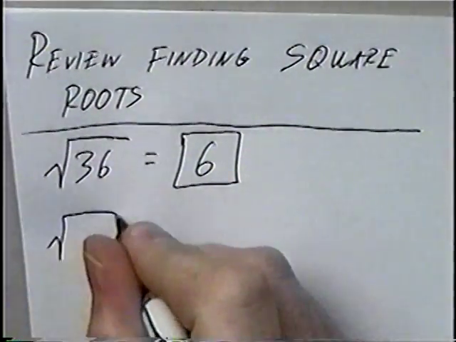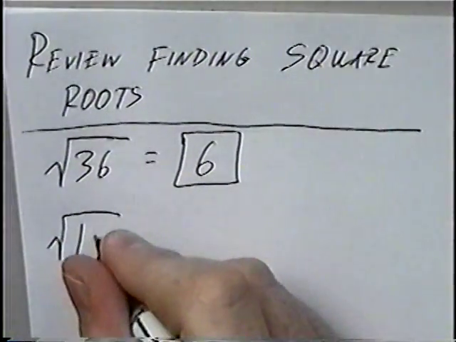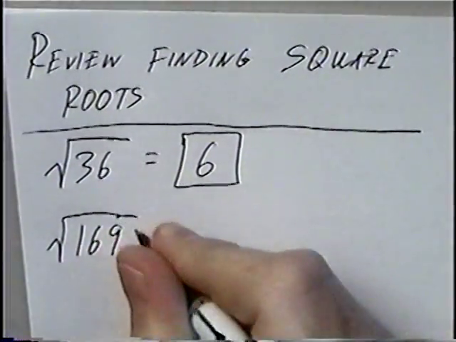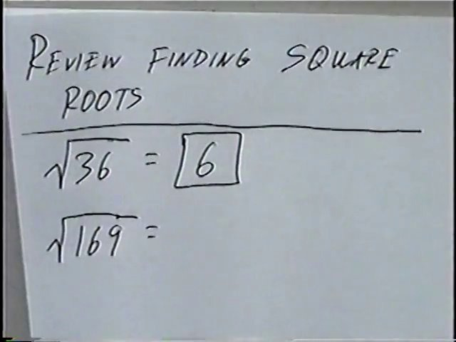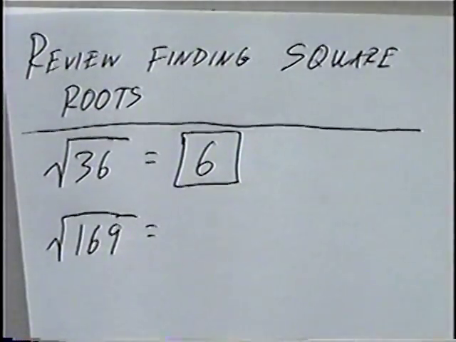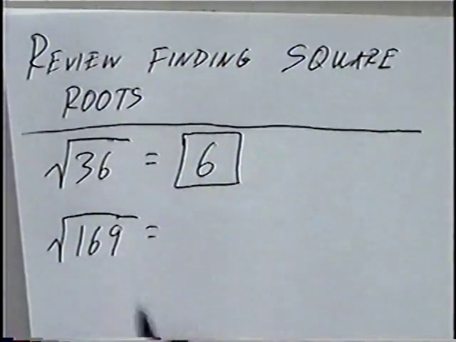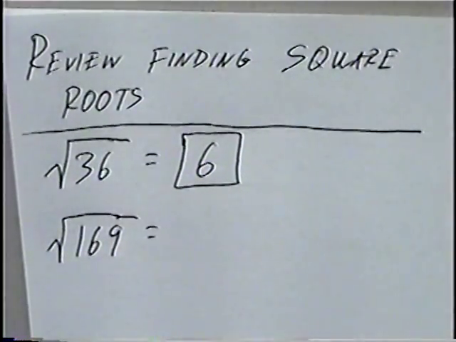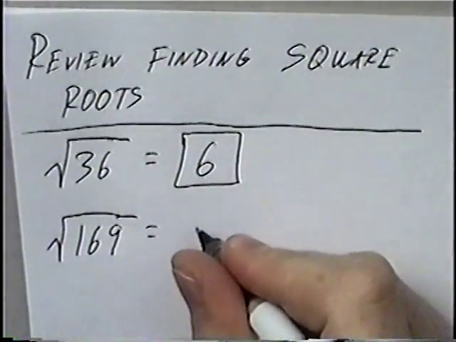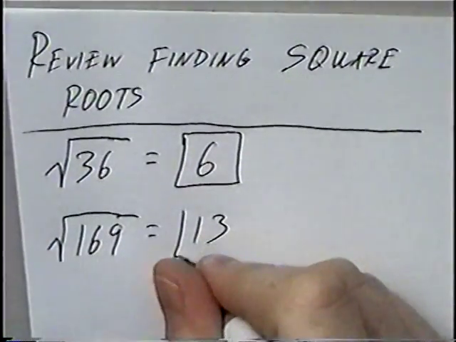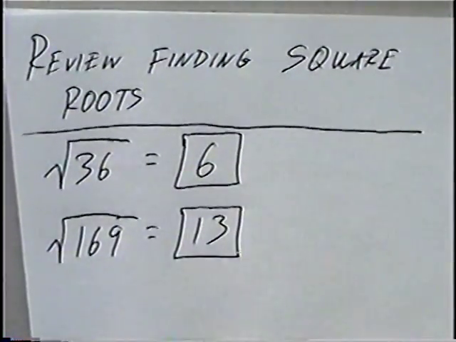Second question is square root 169. 169 is also a perfect square, meaning a number times itself is 169. And that number would be 13. 13 times 13 is 169.